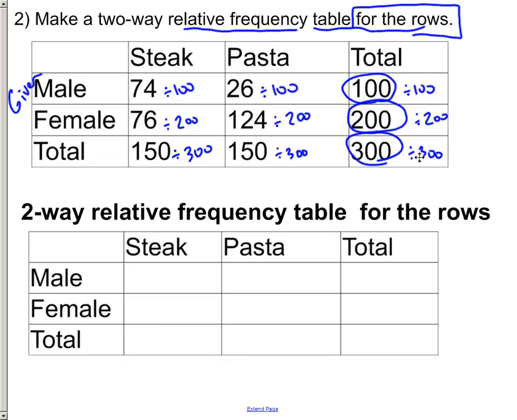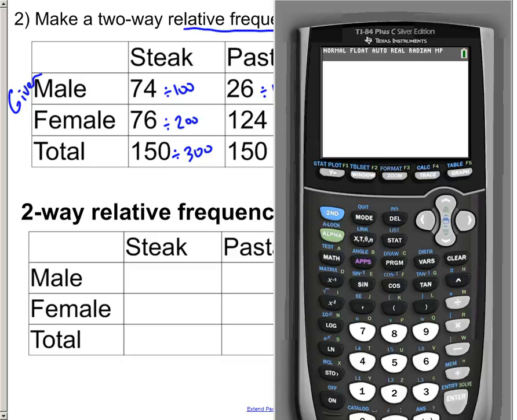And I'll pull up my calculator to show us the first one. There we go. So let's do 74 divided by 100. 74 divided by 100 would equal 0.74. So that's exactly what I put right here, 0.74.